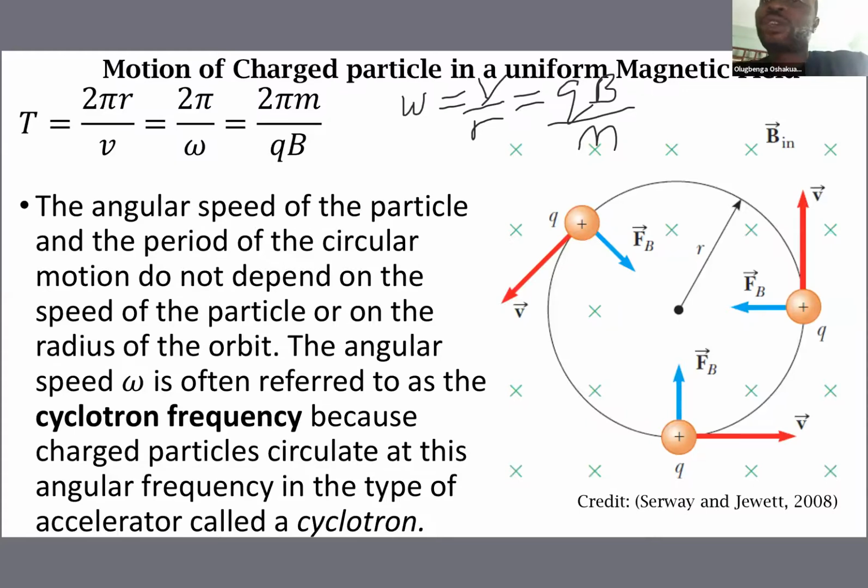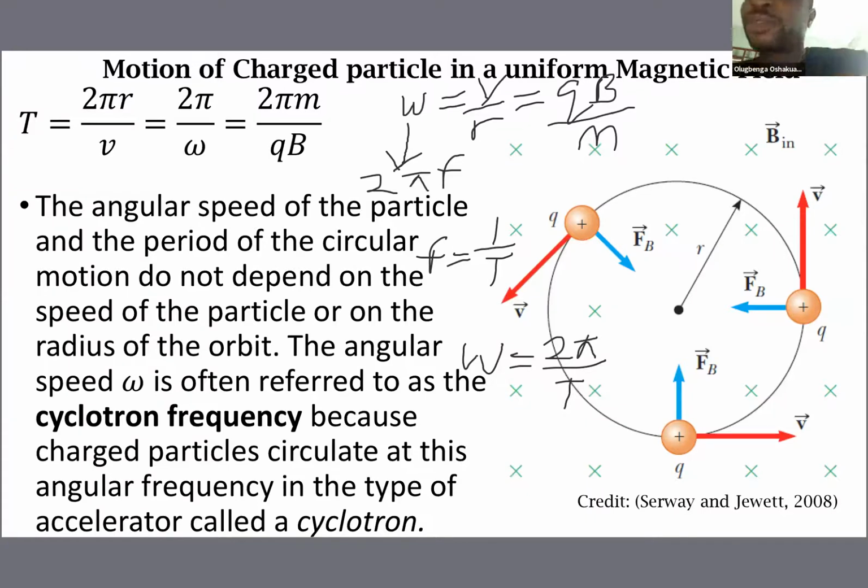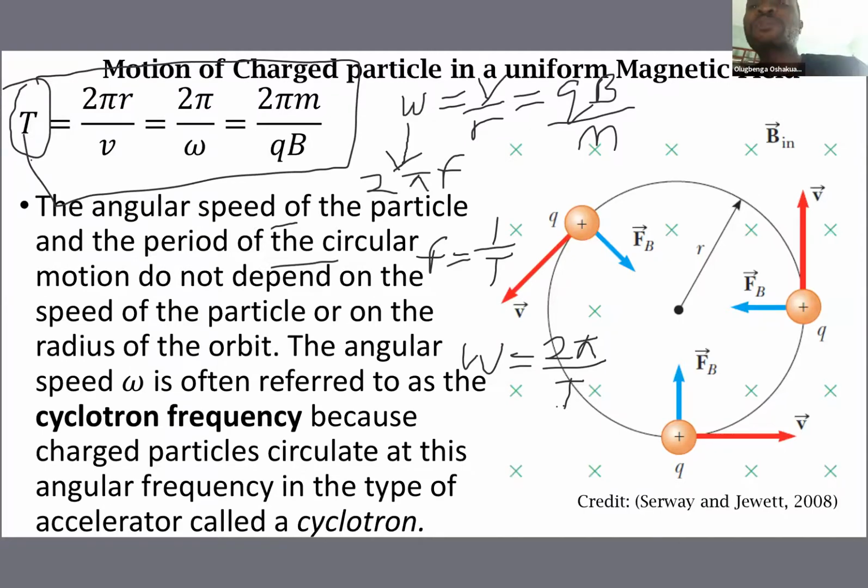So from this expression, you can say your omega is equal to 2 pi f. And you can say f, which is frequency, is equal to 1 over period. And from that, omega will be 2 pi over period. So from that, we can now substitute and make period the subject of the formula. Then we have the entire expressions we have here. So from these expressions, it is obvious that the angular speed of the particle and the period of circular motion does not depend on the speed of the particle or on the radius of the orbit.